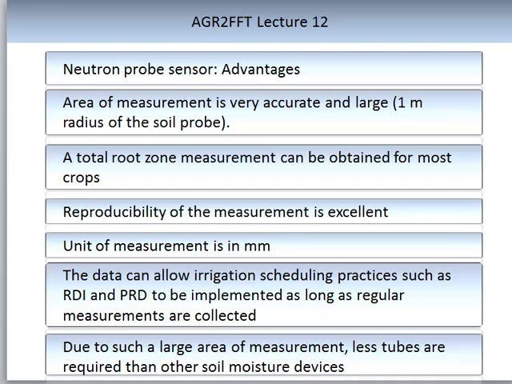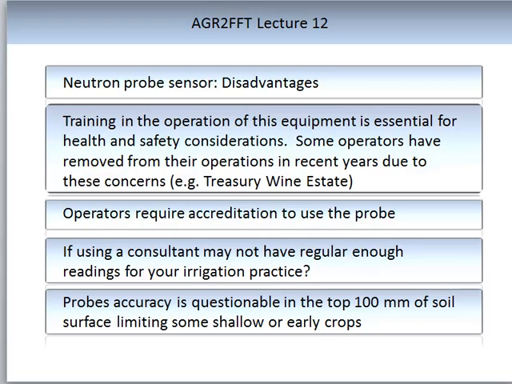The data can allow irrigation scheduling such as RDI and PRD to be implemented as long as regular measurements are collected. And due to such a large area of measurement, fewer tubes are typically required to get the spatial dynamics of your vineyard or paddock. All sensors have a mixture of advantages and disadvantages.